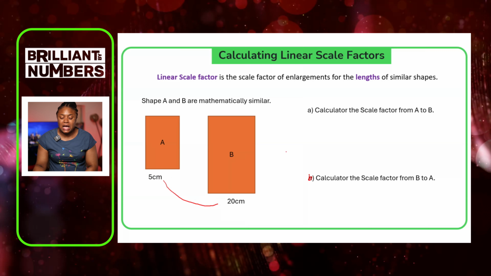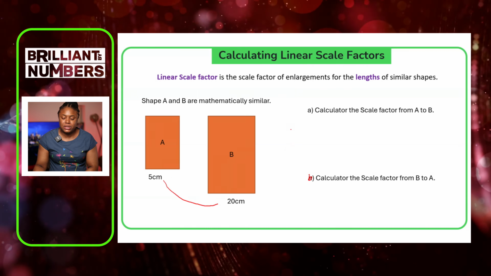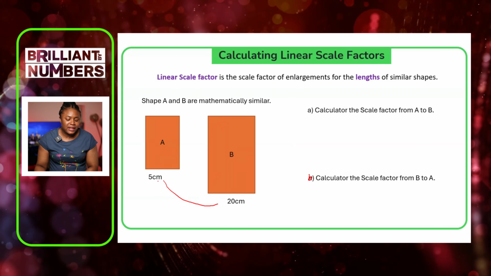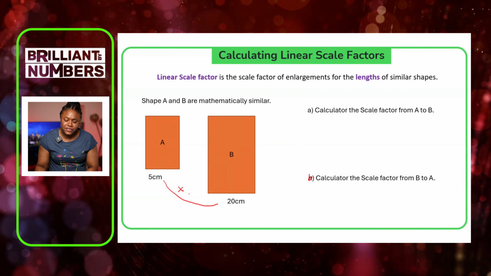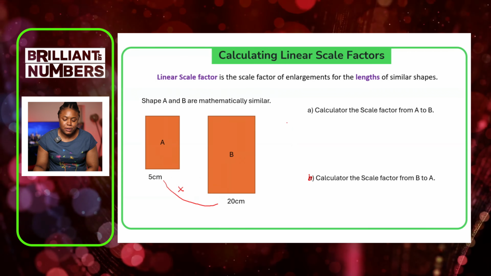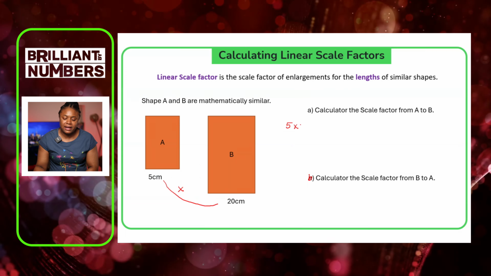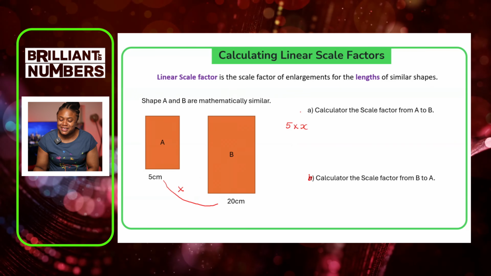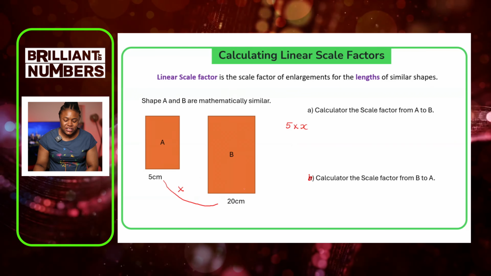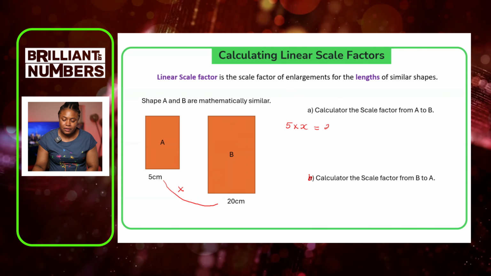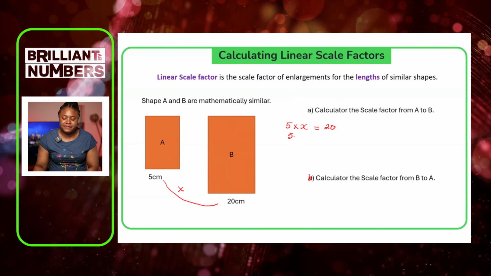We could do this algebraically or by the unitary method. So we know that 5 times something gives us 20. I'm going to write 5 times, and I'm going to call that something x. So 5 times x should get us to 20. So 5 times x gives us 5x.